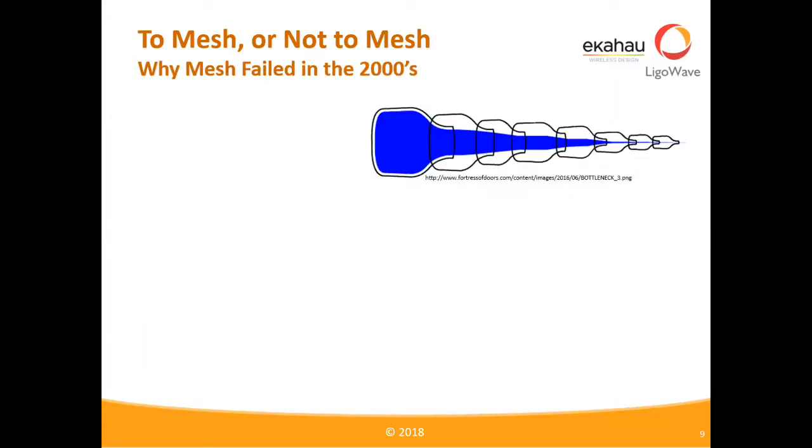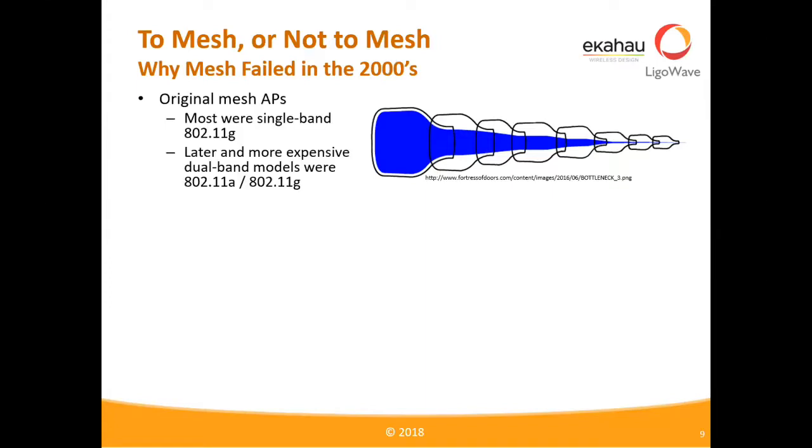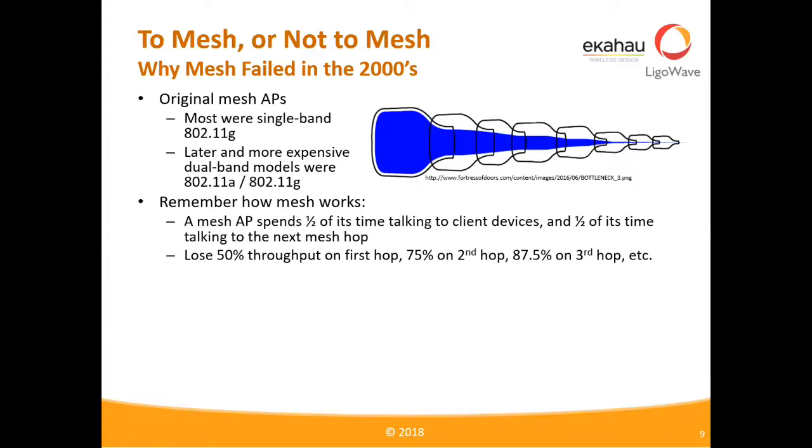So let's talk about when mesh emerged in the early 2000s and why it failed. The original mesh APs, when they first came out, most of them were actually single band 802.11g access points. Later on, the more expensive versions were dual band, but they were dual band 802.11a and 802.11g, so you had your maximum half duplex data rates of 54 megabits per second.